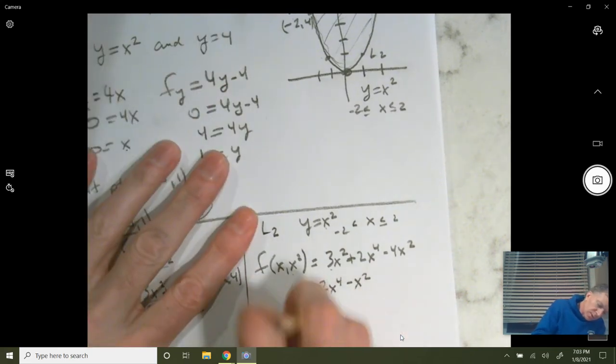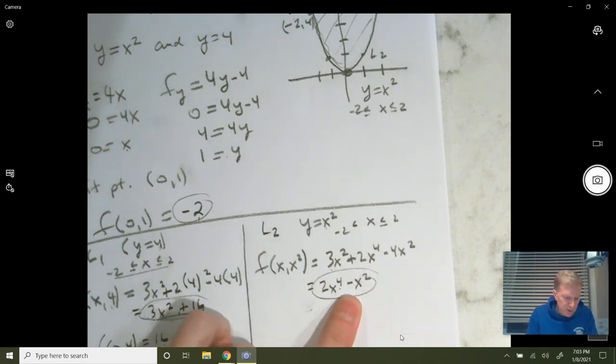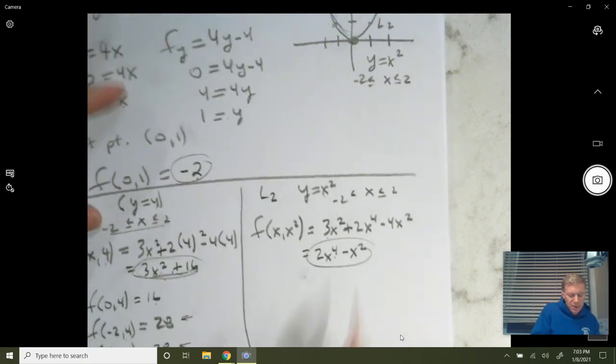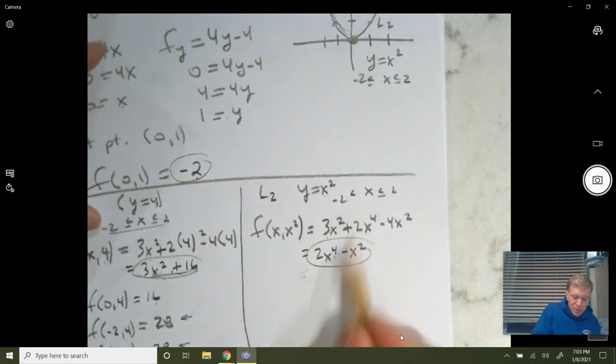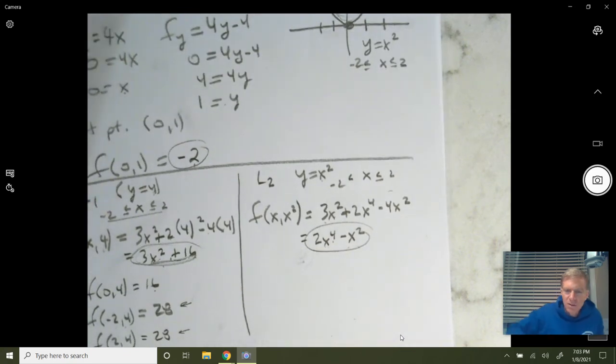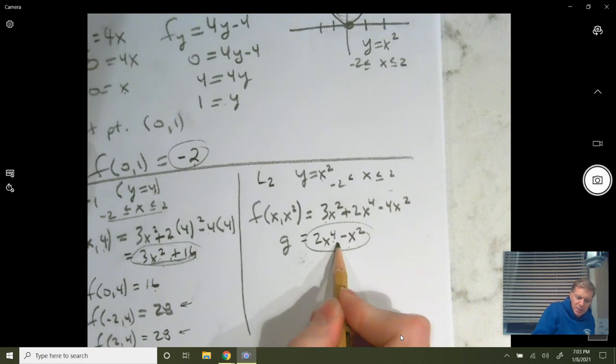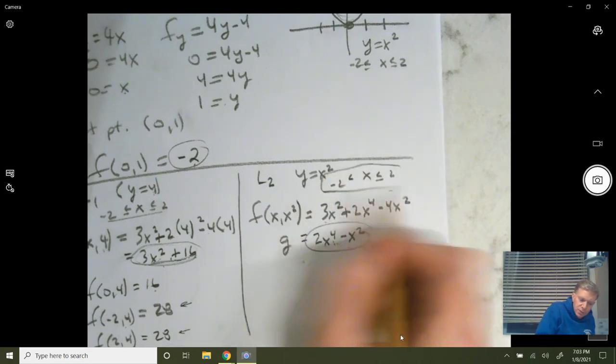This is a goofy one because we have to find the max and minimums of this function on this interval. You might be able to figure out, test the endpoints, but where on the interior is this a max or a min? This is a little harder to do. So let's say this is some function, let's just call it g, equal to this. We want to maximize this on the interval negative 2 to 2.